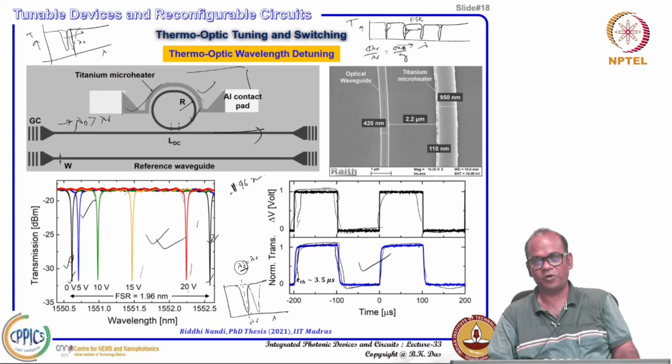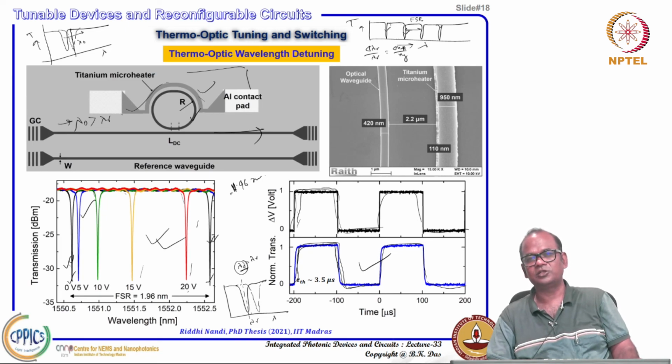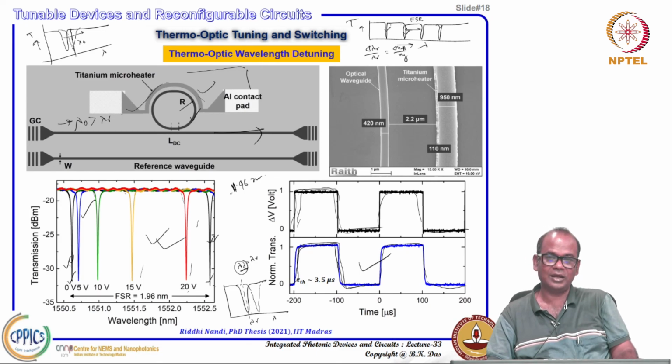Next, another type of tuning of integrated optical devices, particularly silicon photonic devices, is very popular, called the plasma dispersion effect. How that effect can be useful, and how it can be better or poorer than thermo-optic phase shifting, thermo-optic switching or thermo-optic detuning, will be discussed in the next lecture.